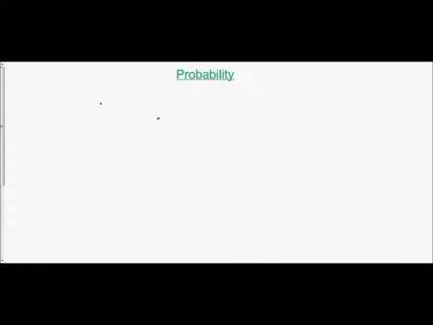Okay, this is a series of videos on probability. Let's start with the basics of probability. For this you need to know certain things, say, sample space. The notation for sample space is sometimes U or sometimes like this. And you also need to know what is meant by event.